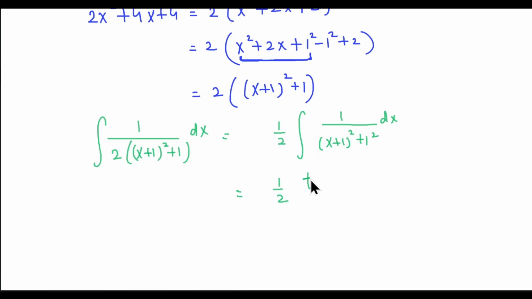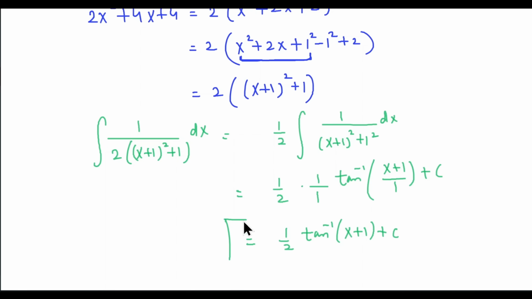Tan will work. So the answer will be 1 over a, because a in this case is 1, tan inverse x plus 1 over 1 plus c. So that will be 1 over 2 tan inverse x plus 1 plus c. That's our final answer.